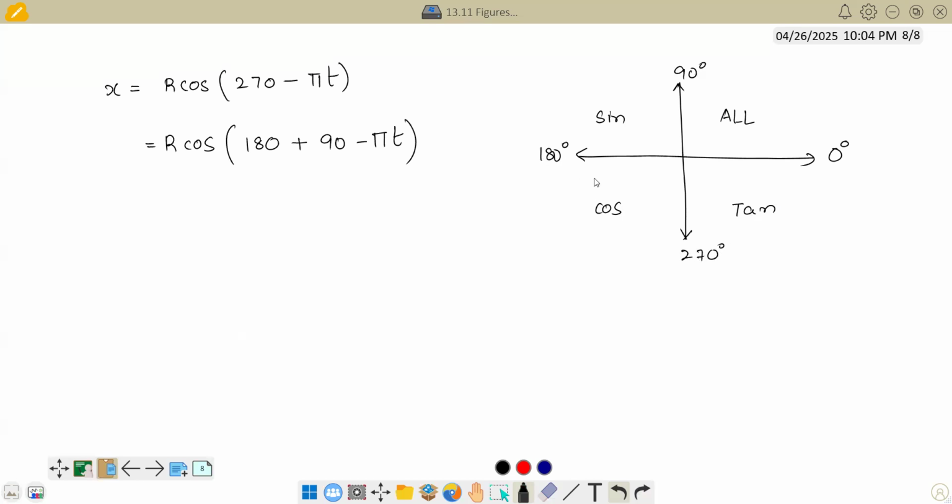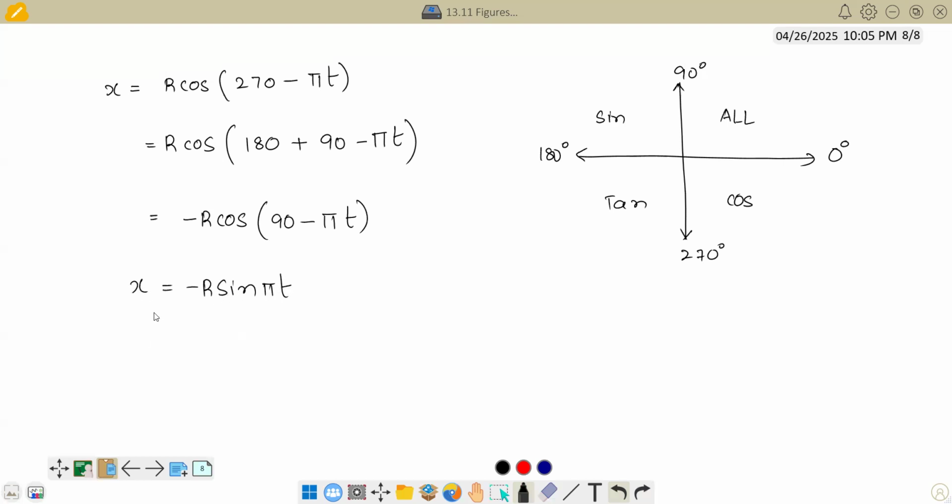So 180 plus theta. 180 plus theta would fall in the third quadrant. 180 plus anything would give us the same function. But in third quadrant, cosine would be negative. So you'll get minus r cos(90 minus pi t). Again, 90 minus theta would be sine. So minus sine pi t. This is step by step.